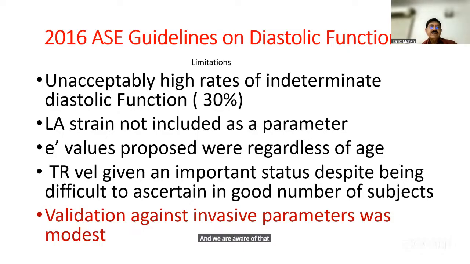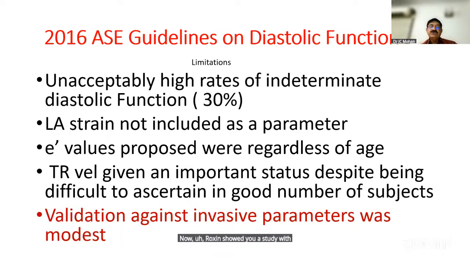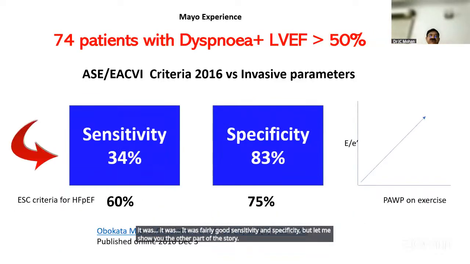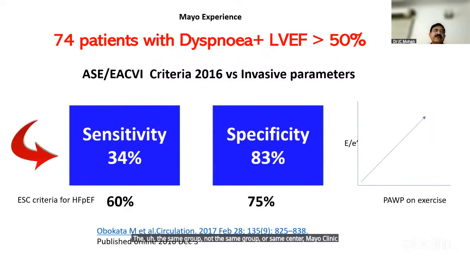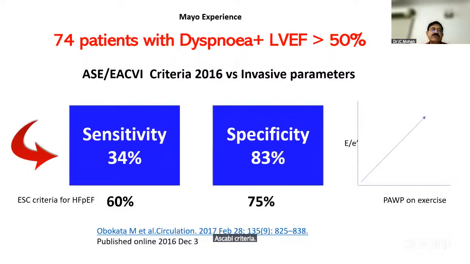And especially, validation against invasive parameters was modest. Now, Dr. Singh showed you a study these authors did, and they showed fairly good sensitivity and specificity. But let me show you the other part of the story. The same center, Mayo Clinic, showed that the ASE-EACVI criteria actually had a sensitivity of only 34% and specificity of 83% when it came to diagnosing elevated filling pressure.